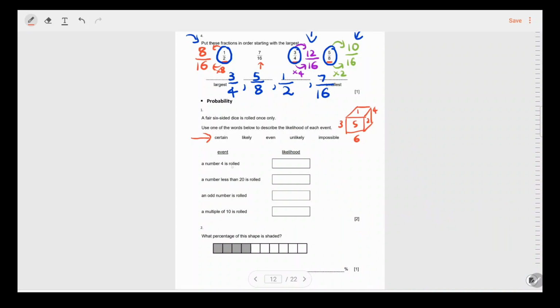A number 4 is rolled. So we have a total of 6 outcomes. And the chance that 4 is rolled is only 1 because 4 occurs only once. So 1 out of 6 chances is a pretty low chance. Therefore, the word we would use here is unlikely.